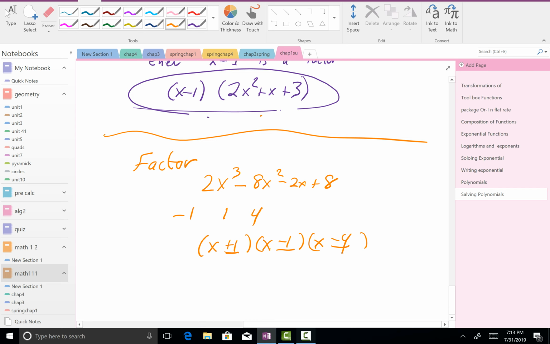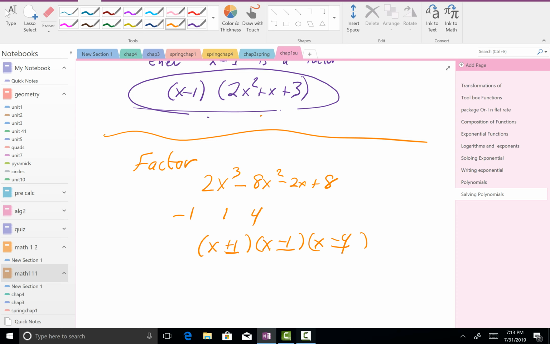So on the final, I'm going to have a question like that. Okay? Factor this. Now, what happens if you only have one x-intercept? Then what are you going to have to do to find the rest? Synthetic division. Okay? You've got to use synthetic division to get it broken down. All right, so that's going to be on there.